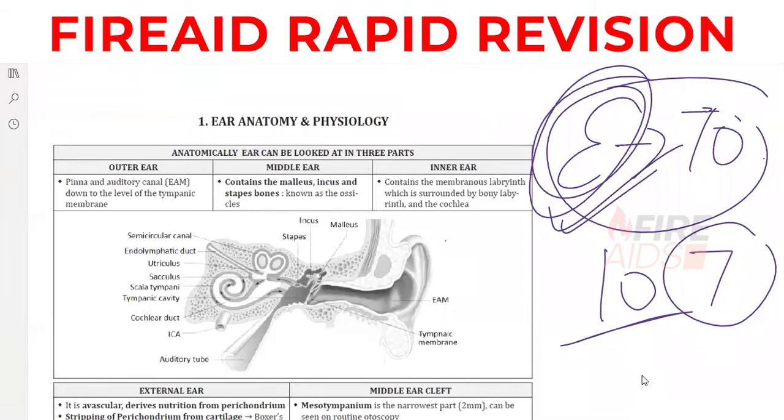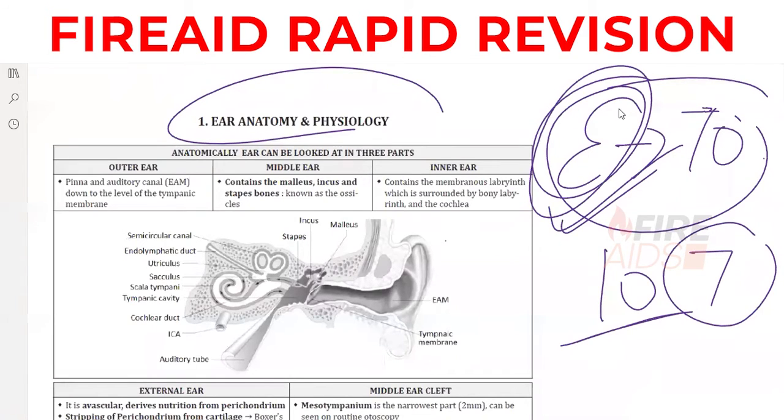So we can start with ear anatomy and physiology. Is everyone here? Can you all hear me clearly? Okay.